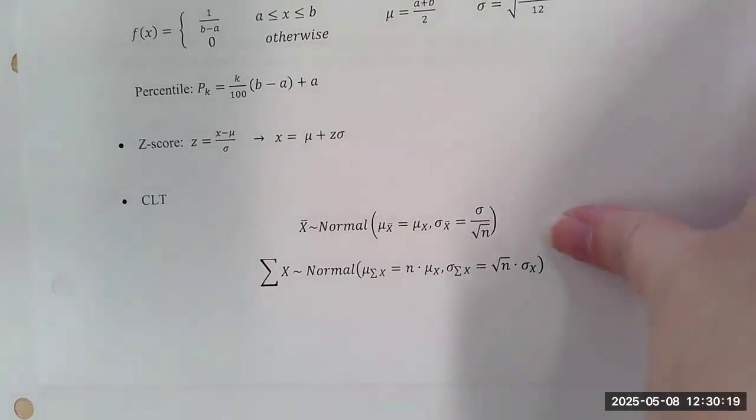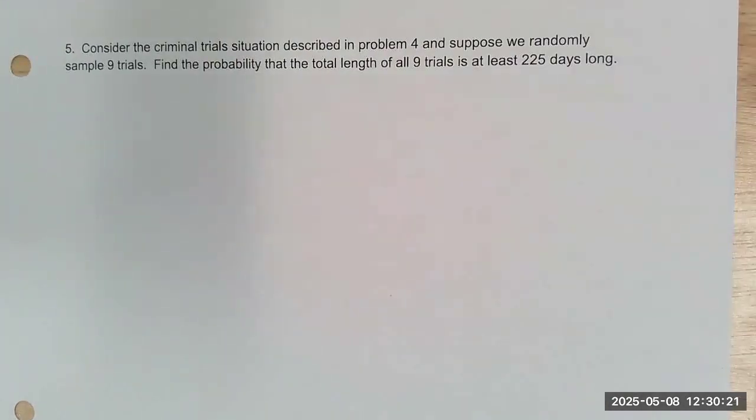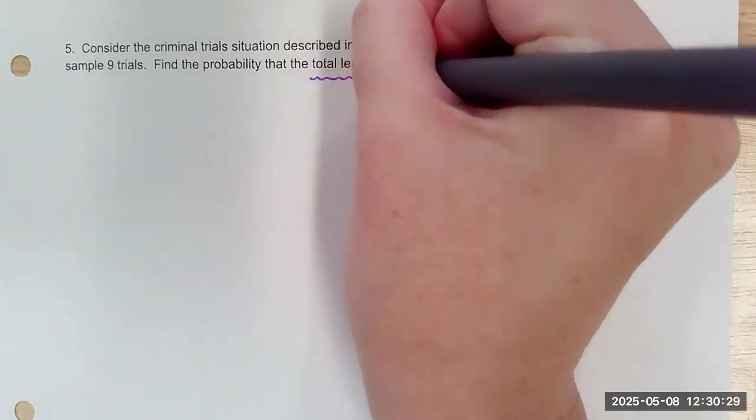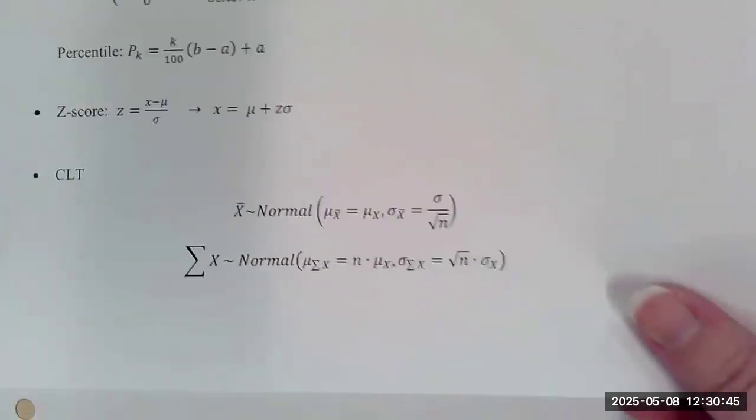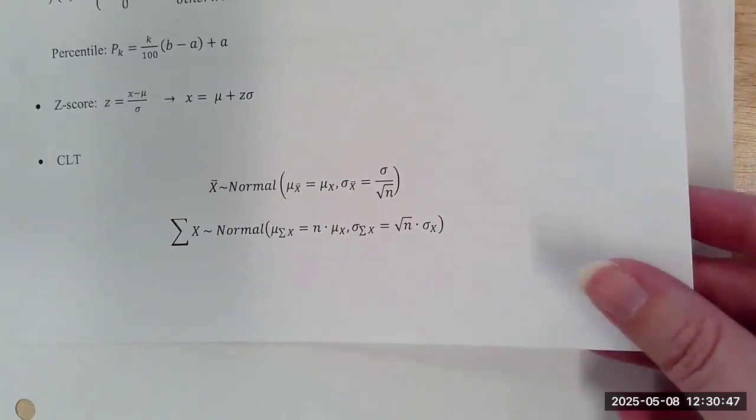There's a key word in here that says, find the probability that the total length of all 9 trials. When they're saying a total in there, I'm thinking we're adding some stuff up. So there's a sum happening here. Okay, so let's take a look at what this formula actually says, because it looks hecka scary, but it's not actually that bad when we break it down a little bit.